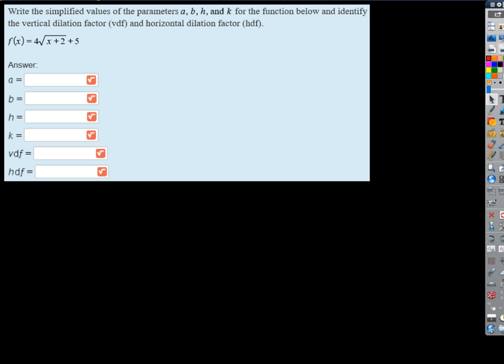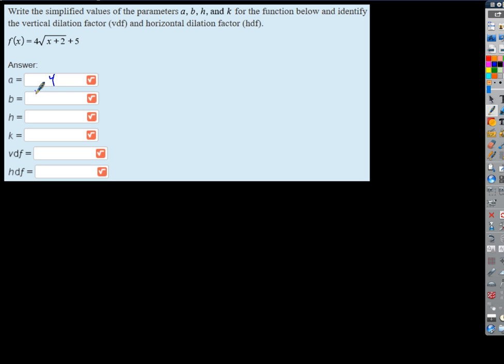Okay, so if we look at this one then, this is a square root graph, big deal, right? That's the parent function. But if the parent function is just the square root of x, we've got to pick out the values of a, b, h, and k. So what's a? 4. Yeah, good, because 4 is just the number that's out in front, right?